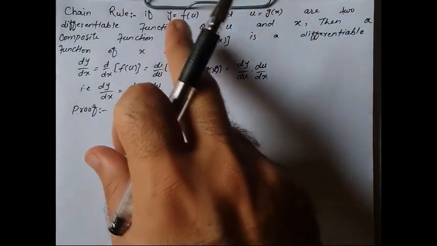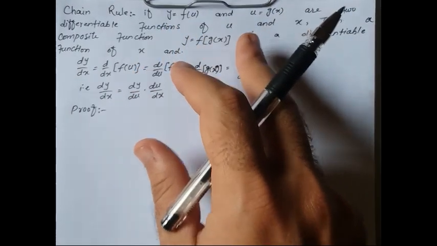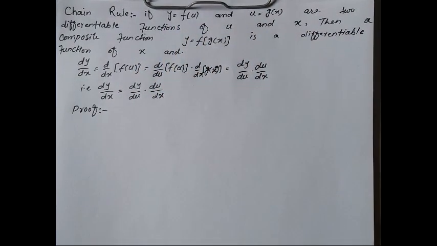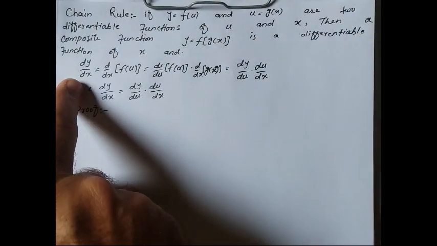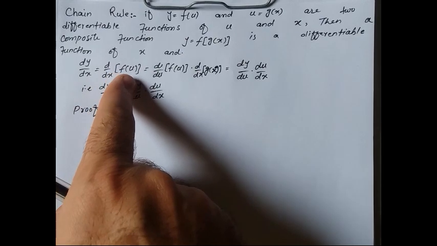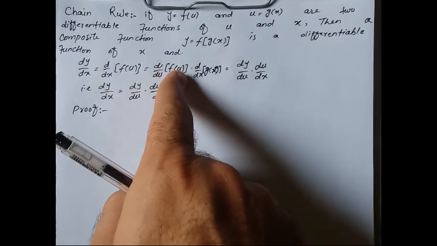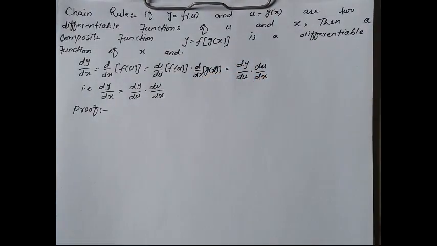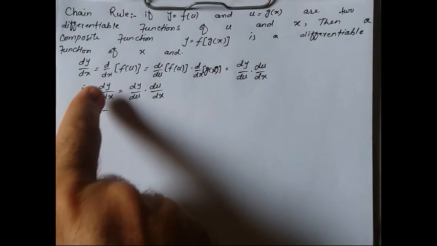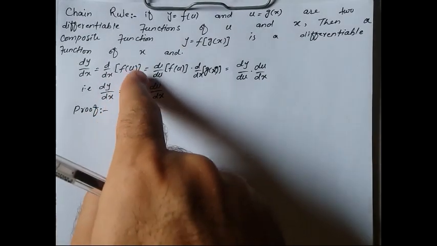If y is equal to f of u and u is equal to g of x are two differentiable functions of u and x, then the composite function y is f of g of x is a differentiable function of x, and dy by dx is d by dx of f of u, which is d by du of f of u multiplied by d by dx of g of x, that is dy by du multiplied by du by dx. That is, dy by dx is dy by du multiplied by du by dx.